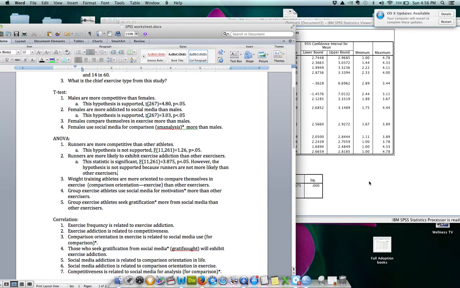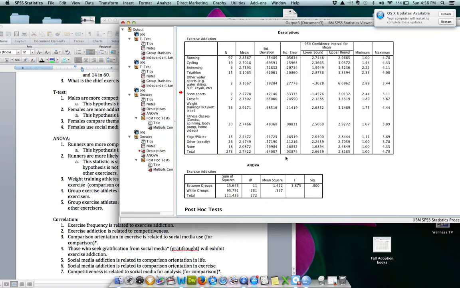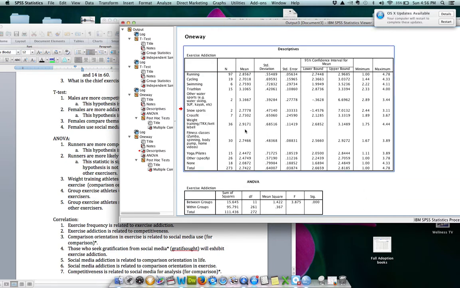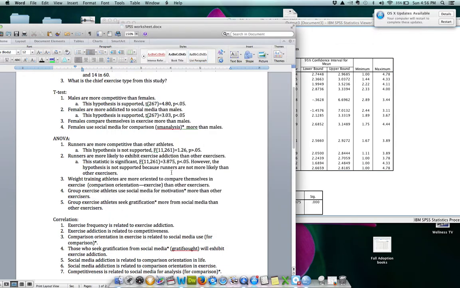All right? So what ANOVA will do is just tell you whether or not there are differences within your several groups. And since I had 12 groups, it probably wasn't the best idea to do an ANOVA on that. But this just gives you some idea of what ANOVA does.